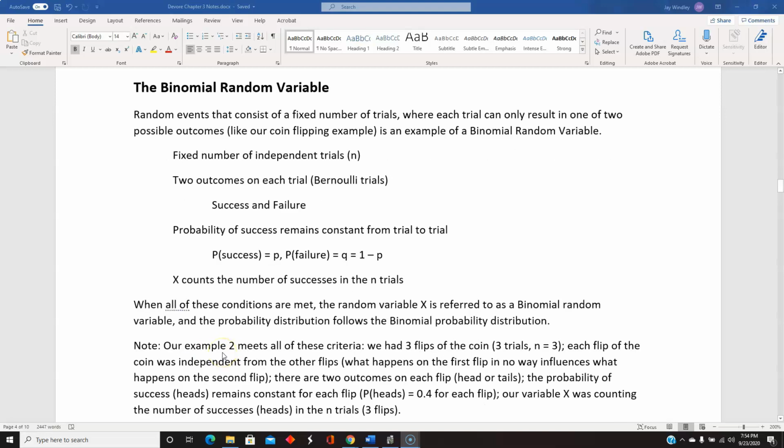So just to run through that with our coin flipping example, it had a fixed number of trials. We were flipping the coin 3 times. Each of those trials, each flip of the coin, had 2 outcomes, heads and tails. And I'm referring to heads as success because in that example, we were counting the number of heads. The probability of success remains constant from trial to trial. For every flip of the coin, the probability of success was 0.4, and we were counting the number of heads. So coin flipping, counting heads or counting tails, is the quintessential example of binomial.